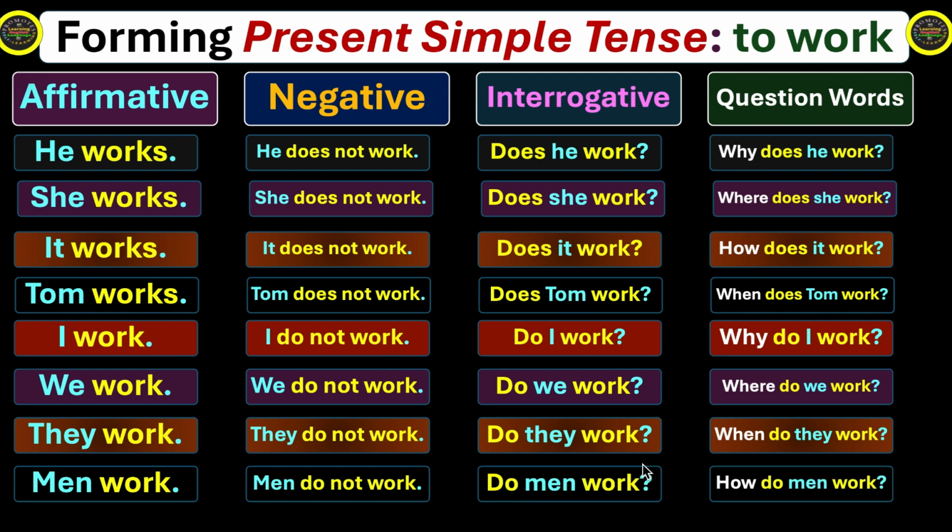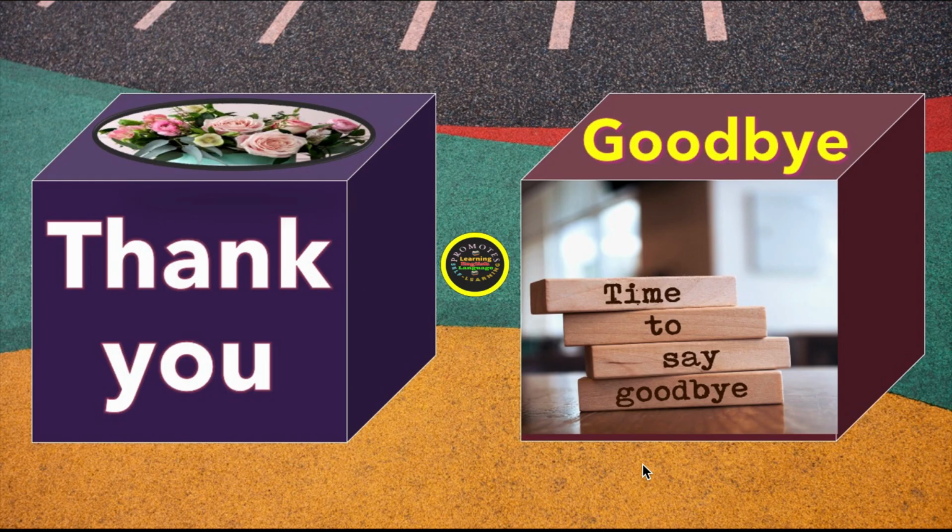These are 34 structures of present simple tense. You can replace the word work with any other verb of your choice, and you can make sentences as many as you like. Hope you appreciate my efforts and understand the concept.